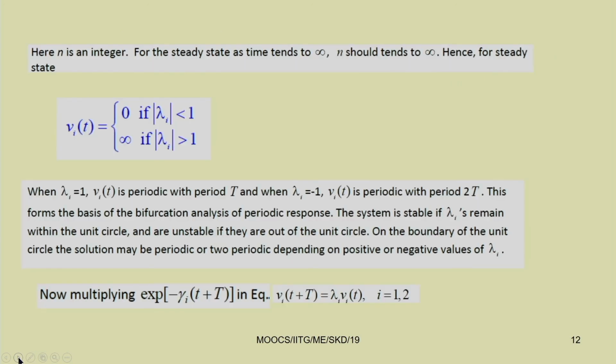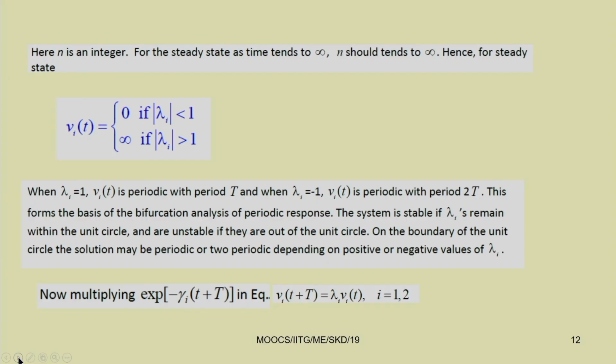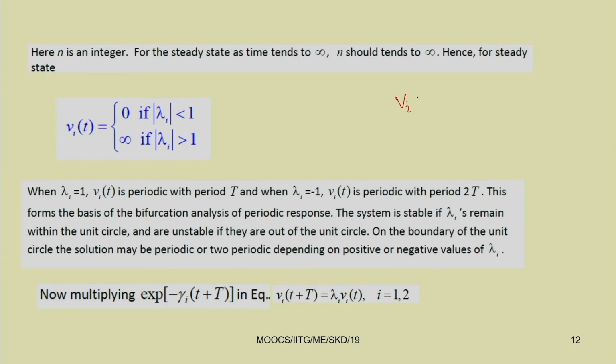Here n is an integer: 1, 2, 3, 4. So that we have seen. For t + 2T we have lambda squared, and for nT it will have lambda to the power n. Here what we have seen for steady state, as time t tends to infinity, n should tend to infinity also. So V_i(t + nT) is equal to lambda to the power n V_i(t). You have seen this equation.